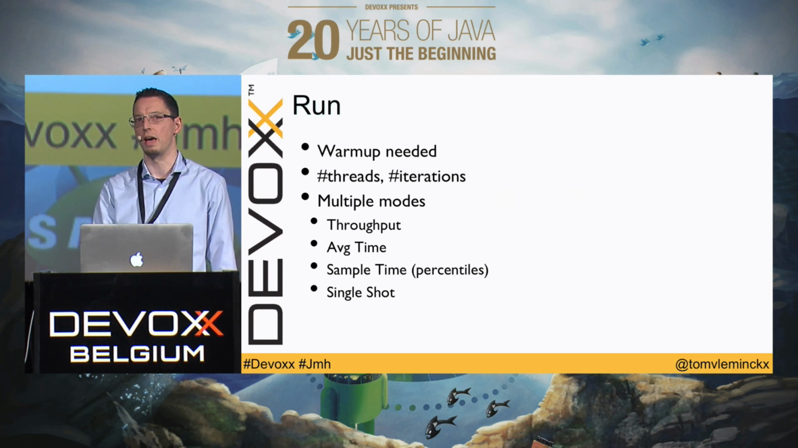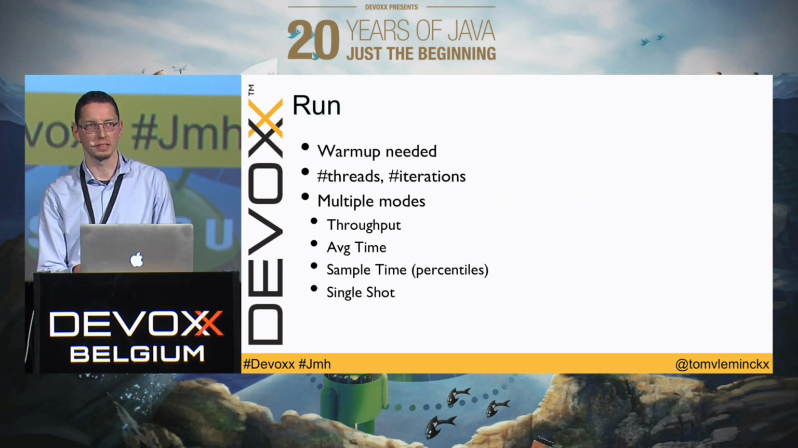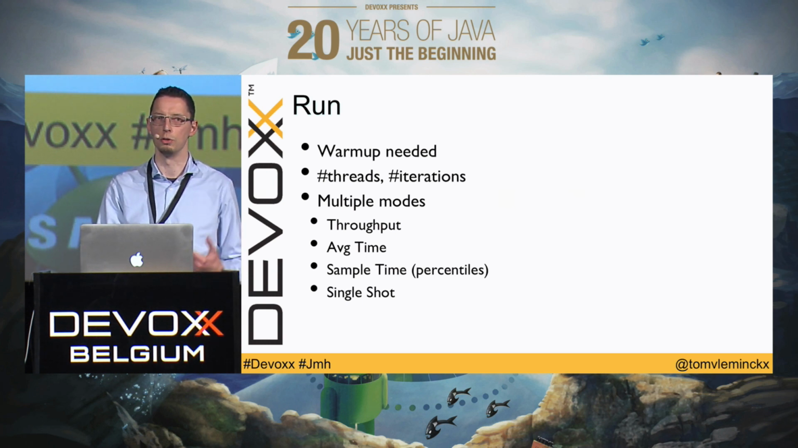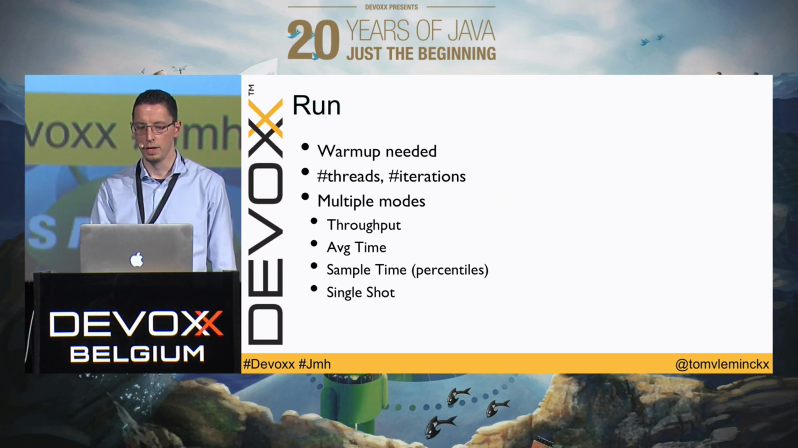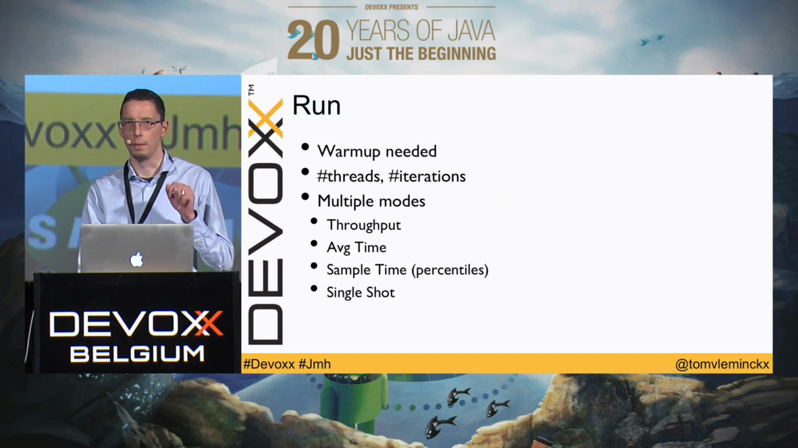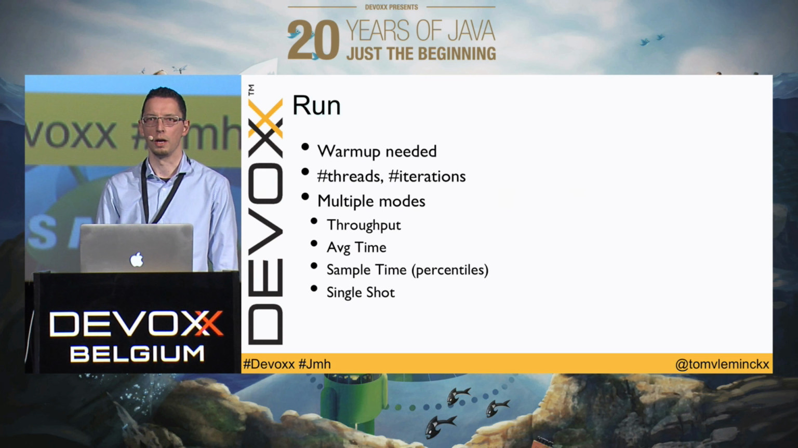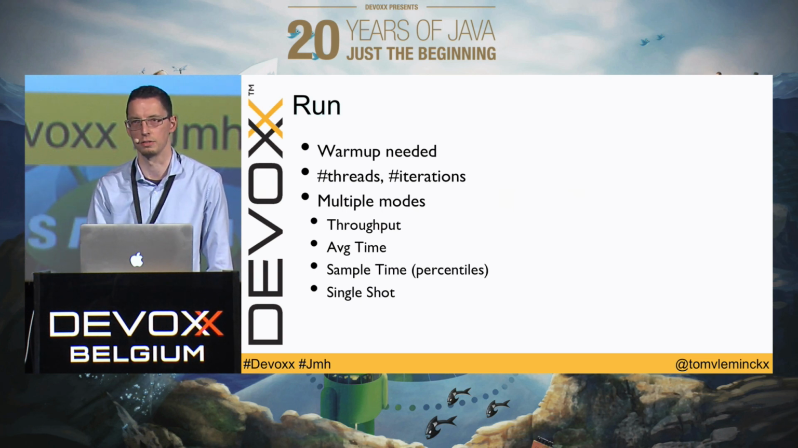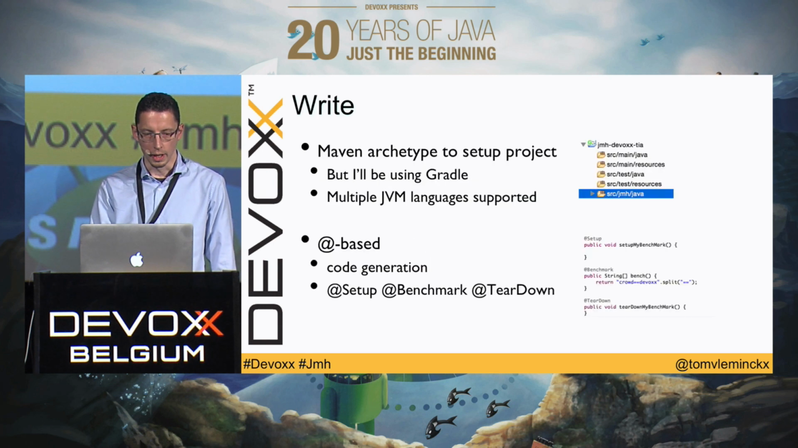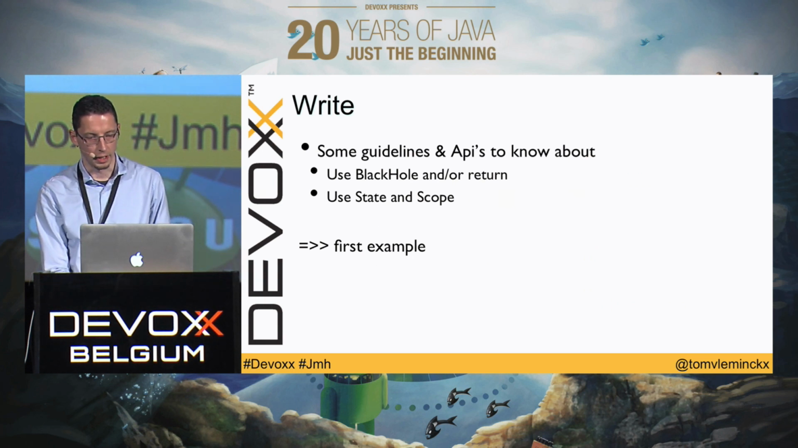You can also measure average time, so you could say, this one bench method, how long does this take? In my case, I've always been more interested in the number of executions I could do per second, but that's just because of my use cases. You can also do a single shot, so just measure one execution, and you can also go for percentiles. So, for example, 90% of all executions take less than 10 milliseconds. Before we jump into an example, a few guidelines.